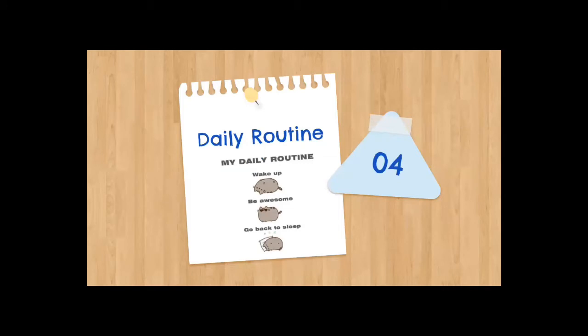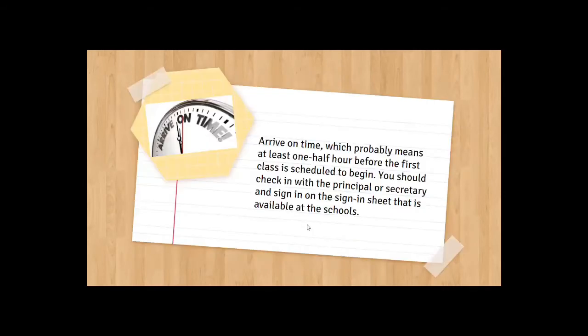Section number 4 is the daily routine. What that means is that you need to arrive on time, which probably means at least a half hour before your first class is scheduled to begin. You should check in with the principal or secretary. Most of the time it's going to be the secretary, and sign in on the sign-in sheet that is available at the schools.